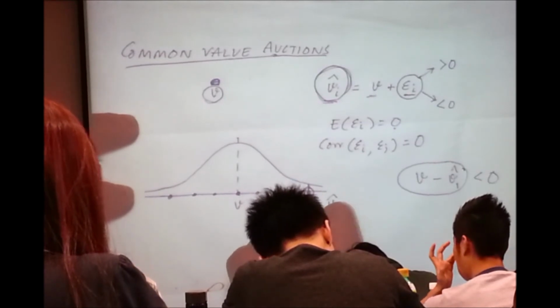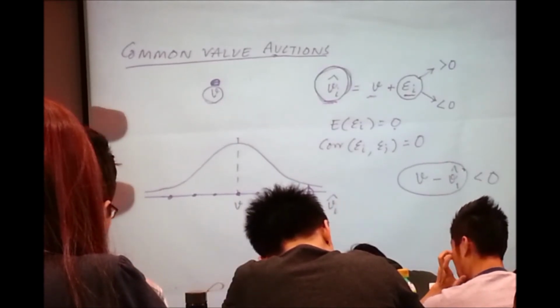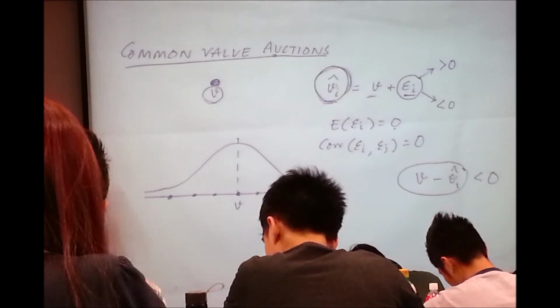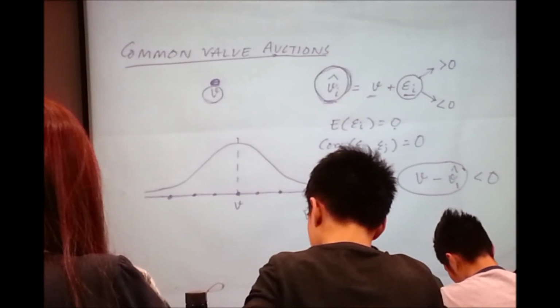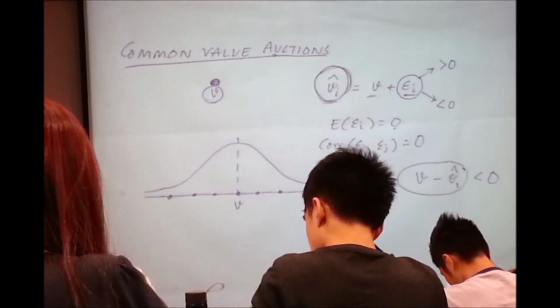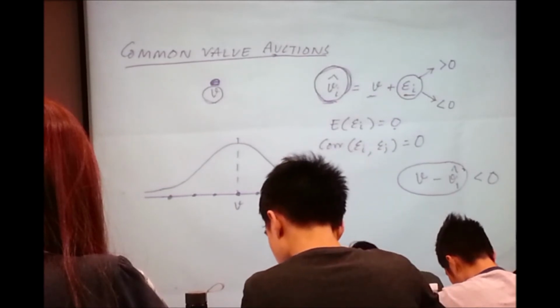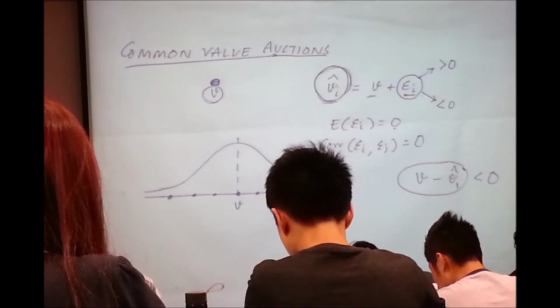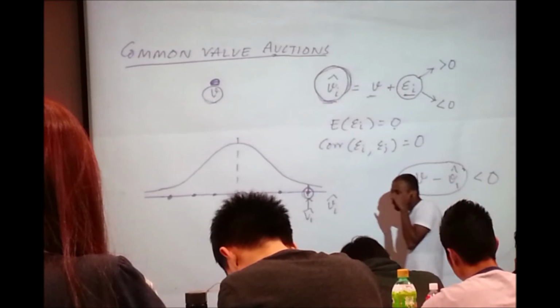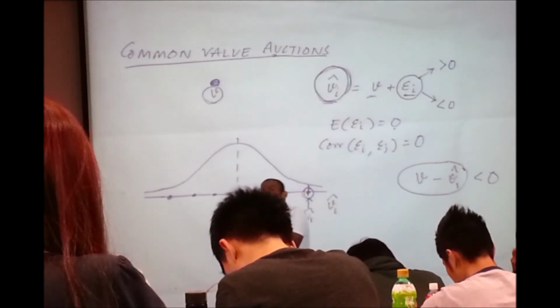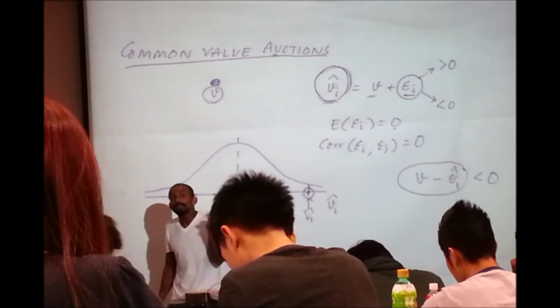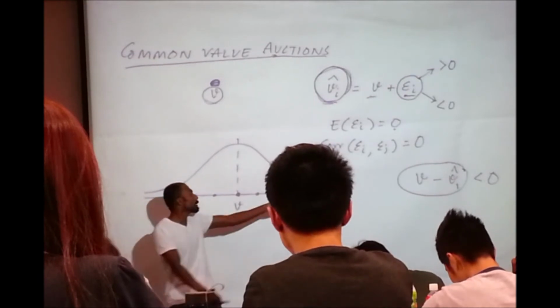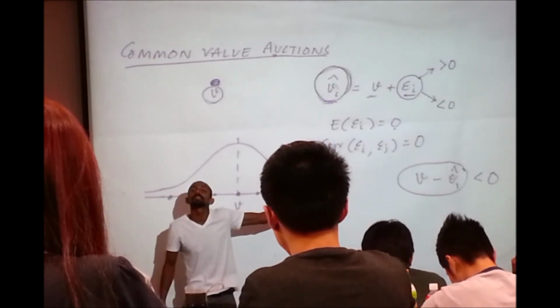Still, this price is greater than the value. You win the auction. You are cursed anyway. So the moment you participate in a common value auction and the auctioneer calls you and says you have won the auction, instead of taking the champagne out, you should start crying. Because you know you have won only because you have overestimated.